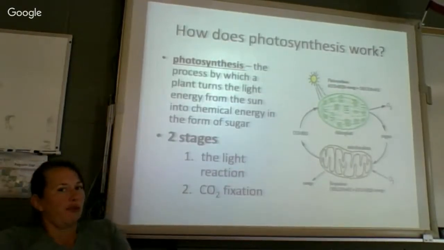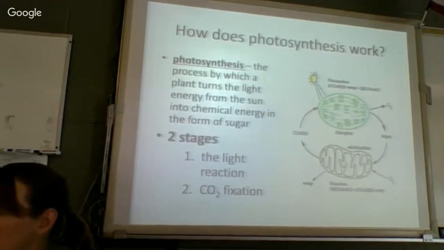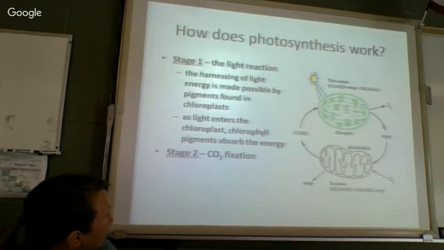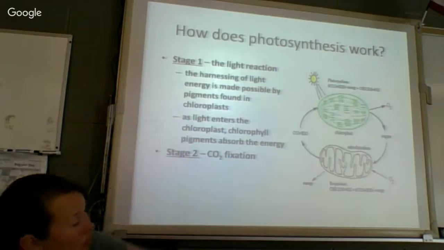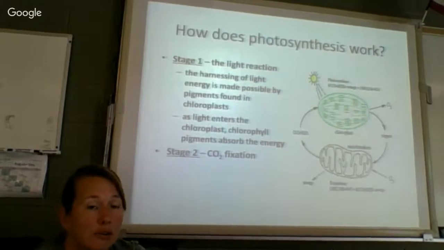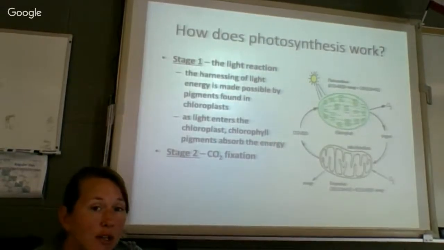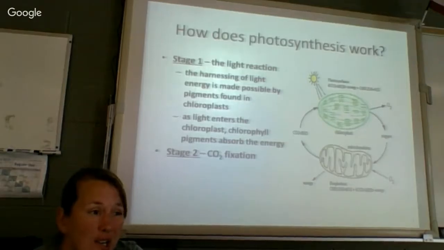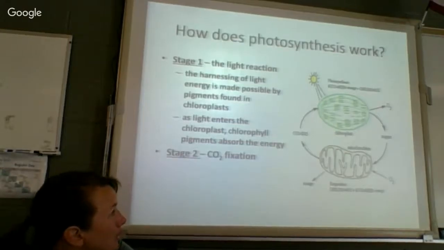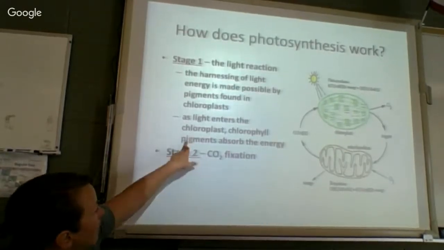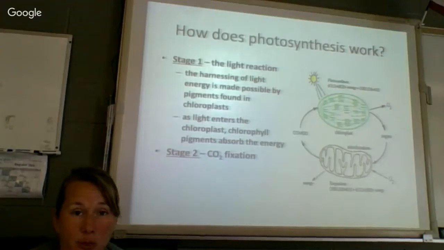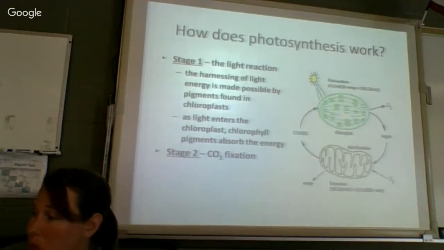There are 2 stages to photosynthesis: the light reaction and the CO2 fixation. The light reaction harnesses light energy made possible through the chloroplast pigments. Those are the green pigments, and they are capturing the sunlight. They're like little mini solar panels inside your cell. They're collecting that sunlight, and that light enters the chloroplast and chlorophyll pigments and is absorbed. So that's the light reaction in its simplest form. We could go into more detail if you wanted to.